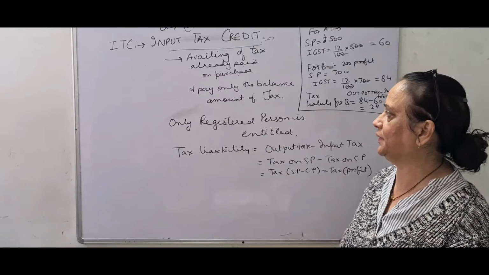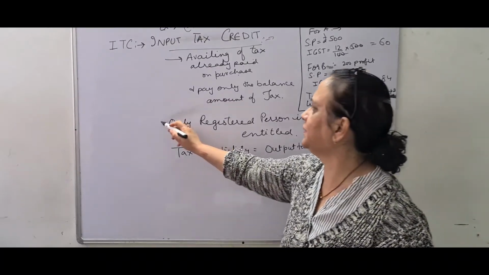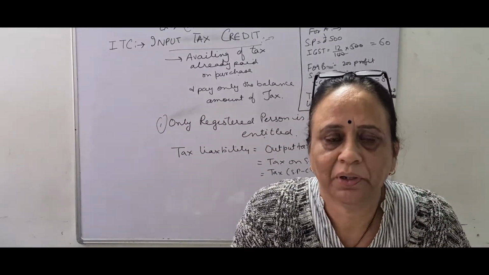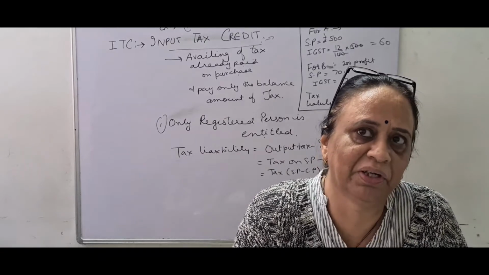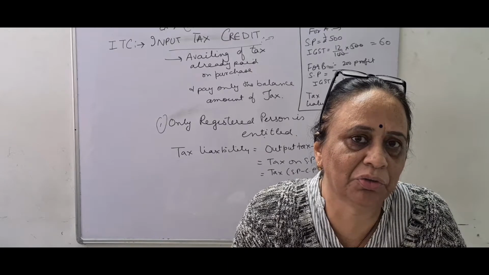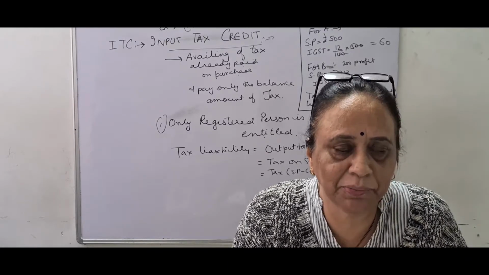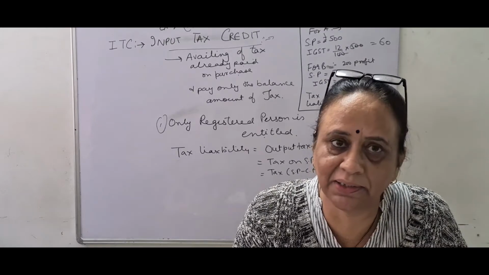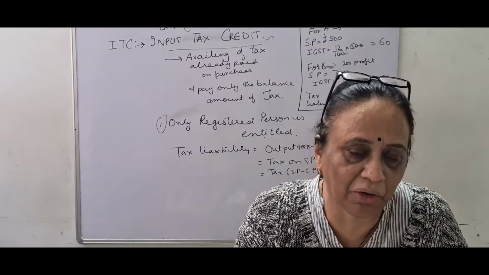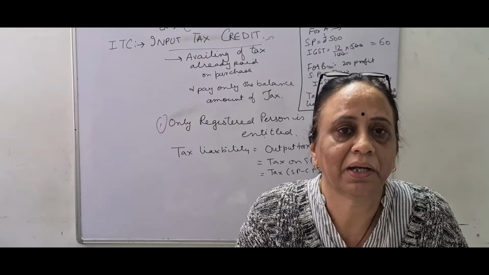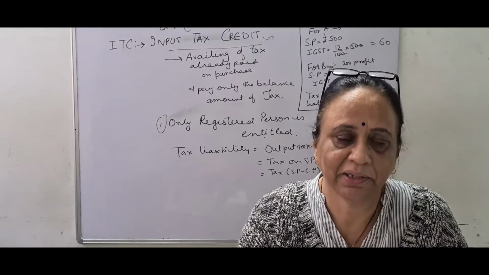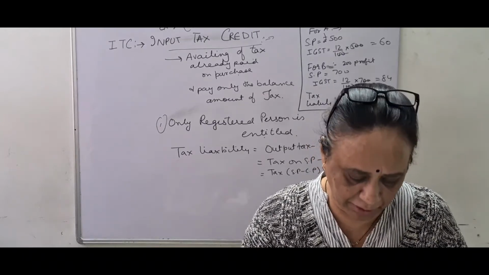First thing, only a registered person is entitled. It means your firm, your shop, your factory or whatever business you are going to run has to be registered with the government. Unless it is registered, you are not allowed to avail this input tax credit. So first thing, you have to be registered with the government.